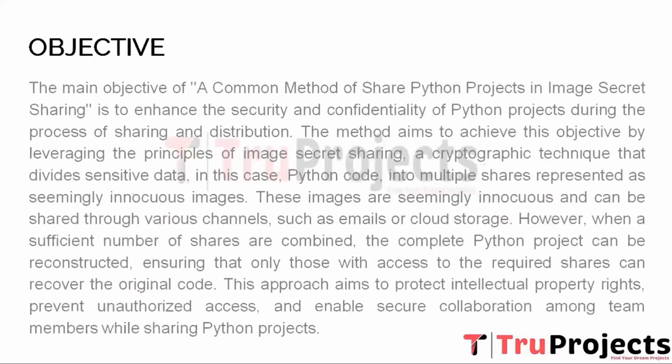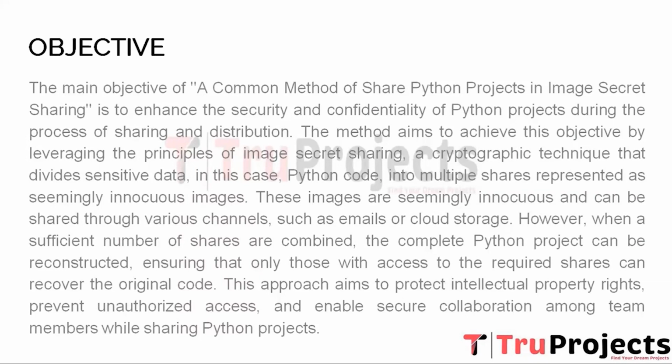So our main objective for this project is to enhance the security of Python projects during sharing and distribution. By leveraging image secret sharing, the project's source code is divided into several shares, each represented by a unique image. These images are seemingly innocuous and can be shared through various channels such as emails or cloud storage. However, when a sufficient number of shares are combined, the complete Python project can be reconstructed, ensuring that only those with access to the required shares can recover the original code.